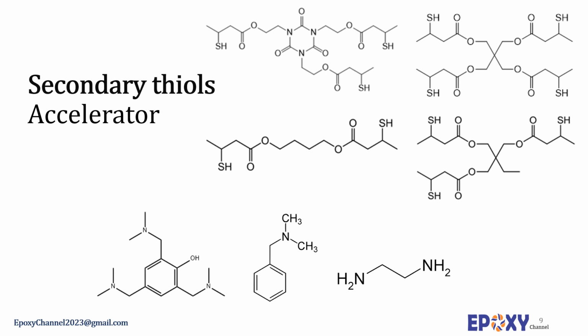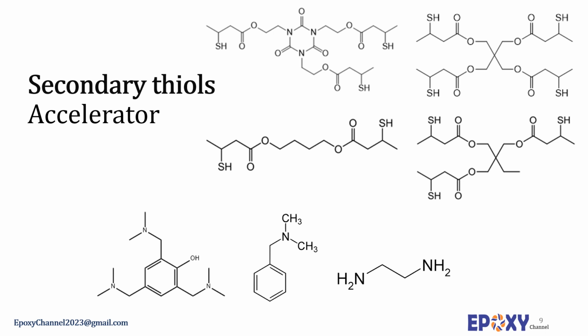The secondary thiols are excellent for the formation of stable one-component epoxy resins when combined with a latent curing catalyst. Polymercaptans by themselves do not cure epoxies, though, and require the use of an accelerator, which is typically a tertiary amine such as 2,4,6-tris-dimethylamino-methylphenol or DMP-30, benzyl dimethylamine BDMA, polyimidazoles, and ethylenamines.